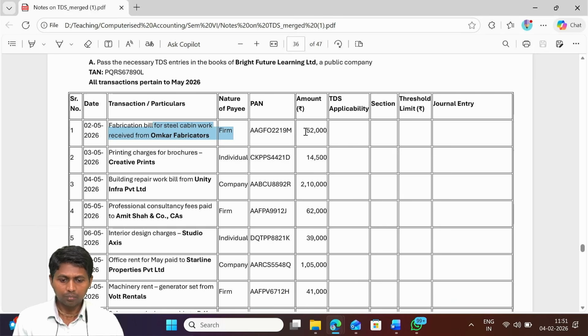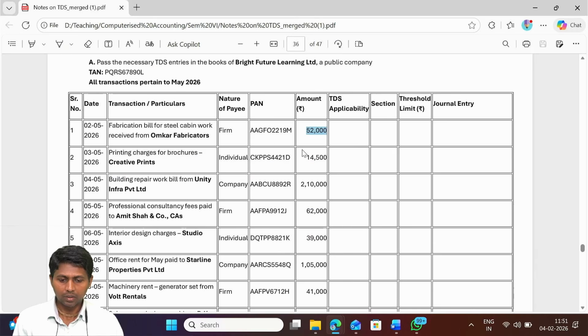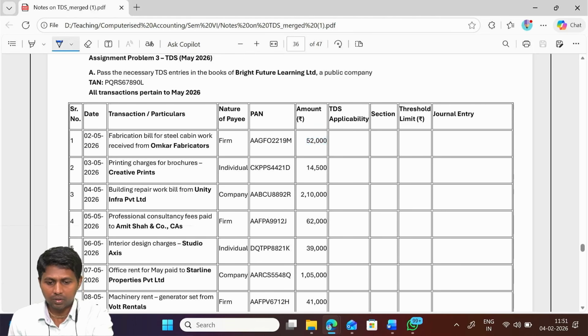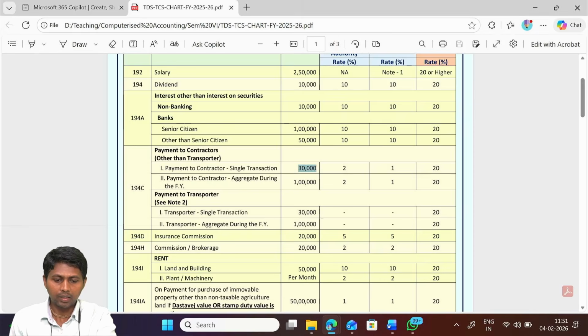Here you will find a bill of rupees 52,000. Now check the threshold limit. We have a threshold limit of 30,000 for a single bill and cumulative 1 lakh. Now here 52 means more than 30. That means is TDS applicable? Yes, TDS is applicable for this. That means in the assignment solution, write here just yes or no. Correct. And then which section? Write that section number. Now we have 194C. Therefore write this.